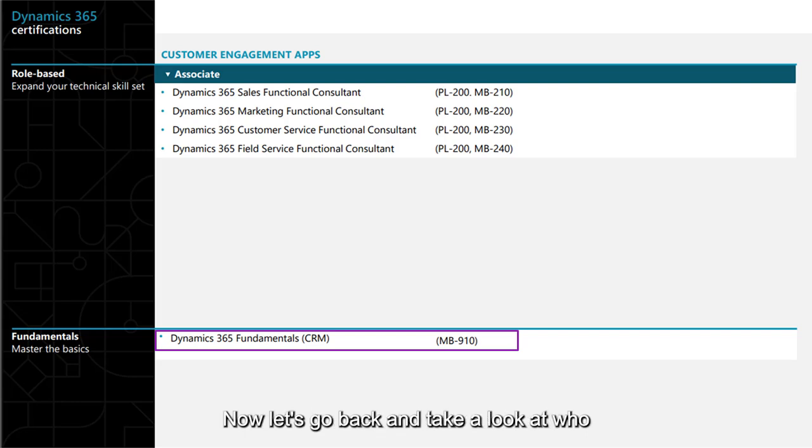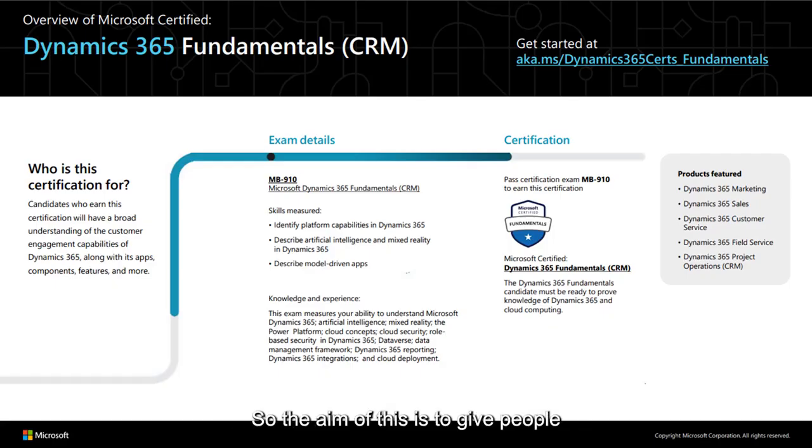Now, let's go back and take a look at who exactly this exam, the MB910, is aimed at. The aim of this is to give people a broad understanding of the customer engagement capabilities of Dynamics 365. It's not going heavily into depth on customer service or sales or field service. You're not expected to know how to configure a channel coming in omnichannel, for example. That's not it at all.